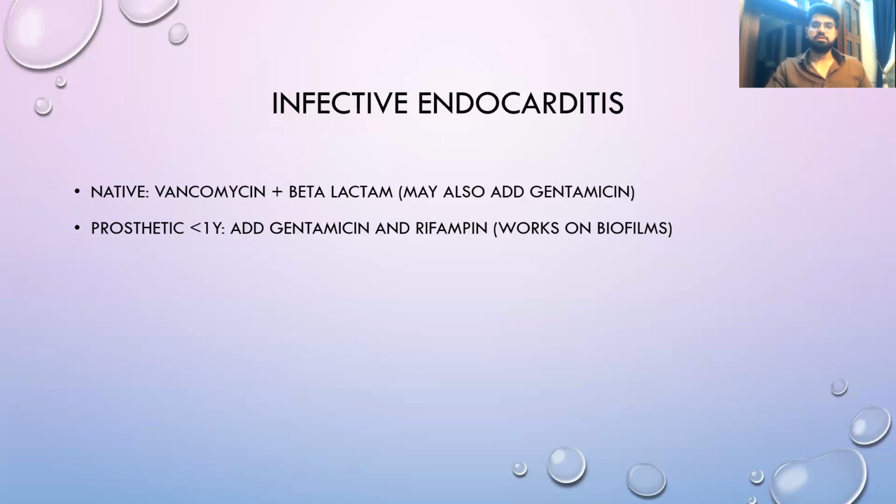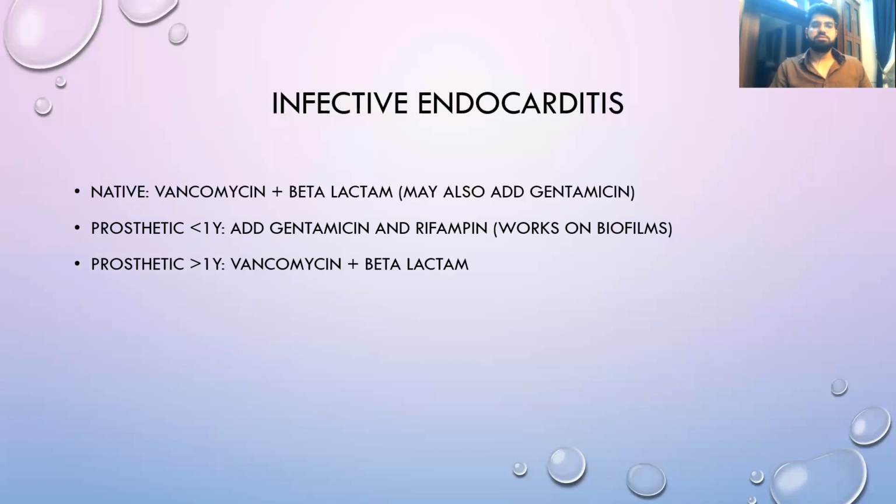The next thing, prosthetic valves. For prosthetic valves, we have two groups. We have one group that is prosthetic valve endocarditis within 1 year. If we have that scenario, we're looking at more severe infections, right? More forms of acute infections. So we do add gentamicin and rifampin. These are the two drugs that we always add in prosthetic valves. The reason rifampin works is that it works on biofilms. Gentamicin, because we want to ensure excellent coverage against the gram-negative ones.